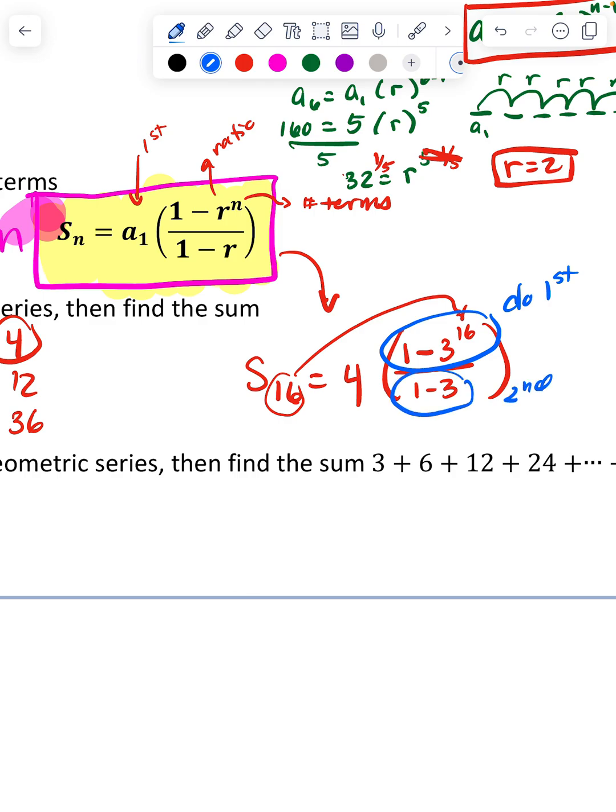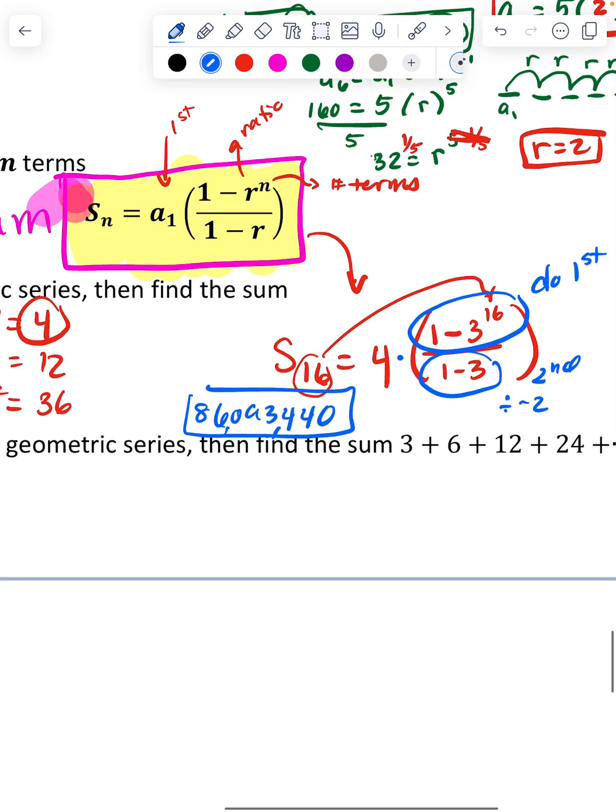Then I'm going to do this. So I'm dividing by negative 2 because 1 minus 3 is that. And then I'm going to multiply by 4. So adding those 16 terms up, I'd get 860934440, which is a lot. But I'm just using the formula.